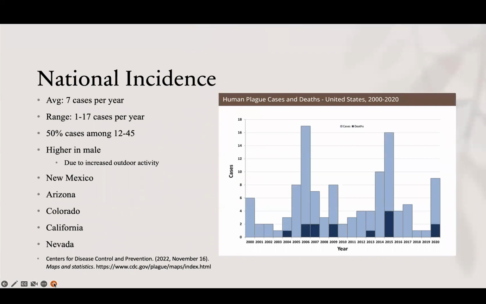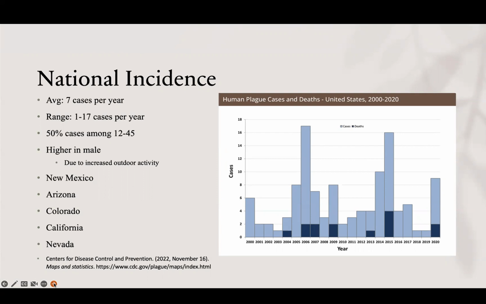Each year in the United States, there is an average of 7 cases of plague, ranging anywhere from 1 to 17 cases per year. Half of these cases are reported among those 12 to 45 years old, and was mentioned to be higher in males due to larger amounts of outdoor activity. However, it was not broken down by male and female.